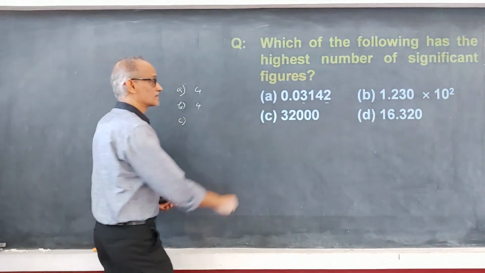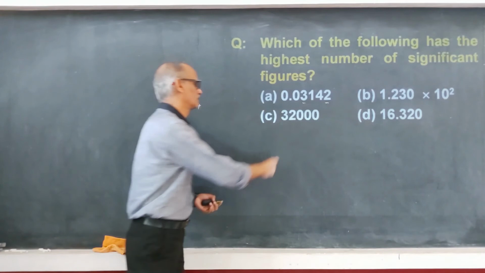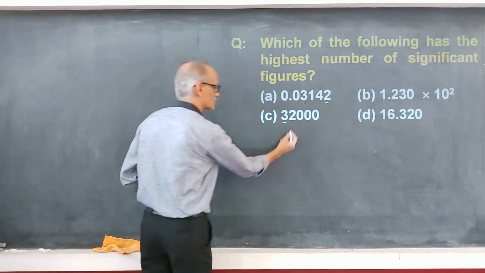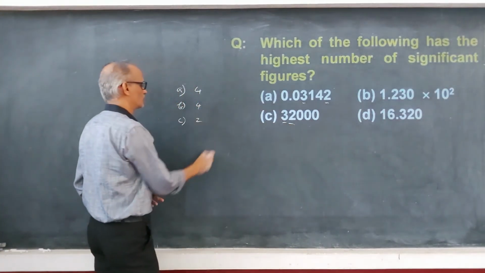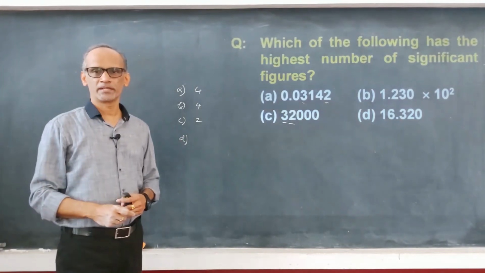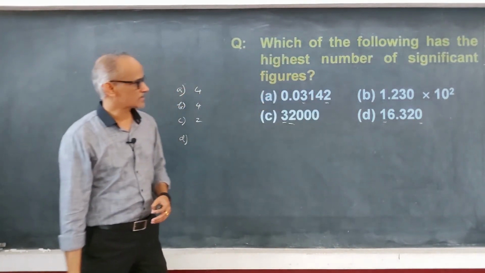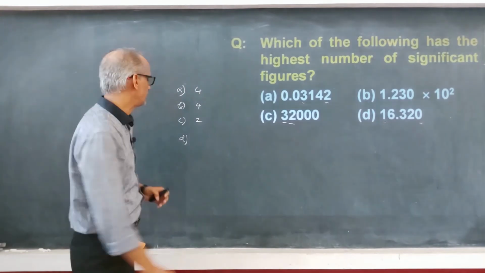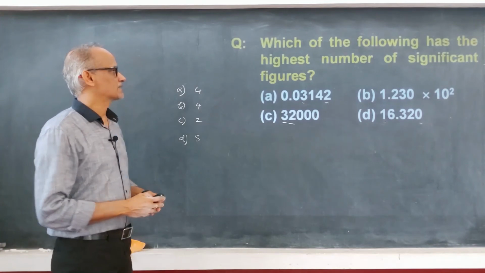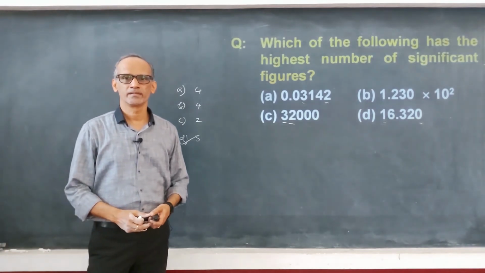Option C, this is a number without the decimal. Check that, without the decimal. What is the rule? First digit and the least is the last non-zero digit. So it has to be this. So total 2, correct? 1, 2. And now in option D, we have again with the decimal, first is 1 and that is the most, and the least is 0. So total how many? 5 are there. So 5. And the question is, which of the following has the highest number of significant figures? So choice D is the answer.